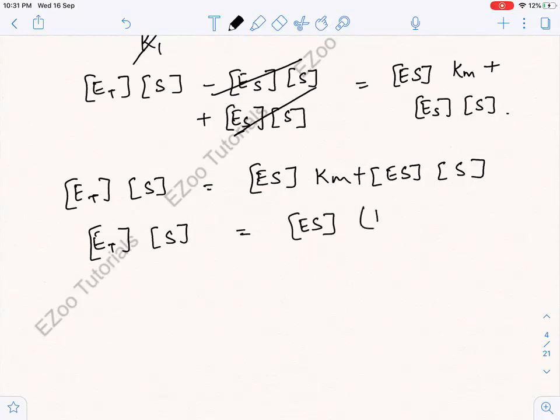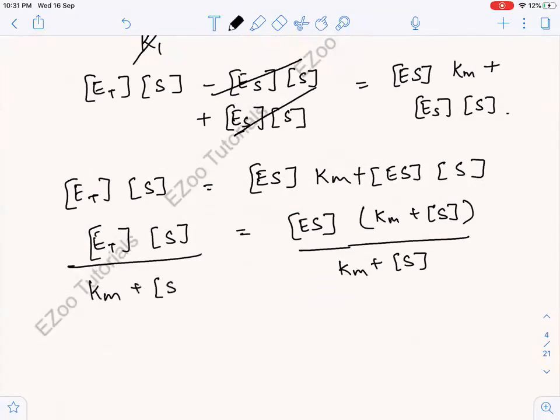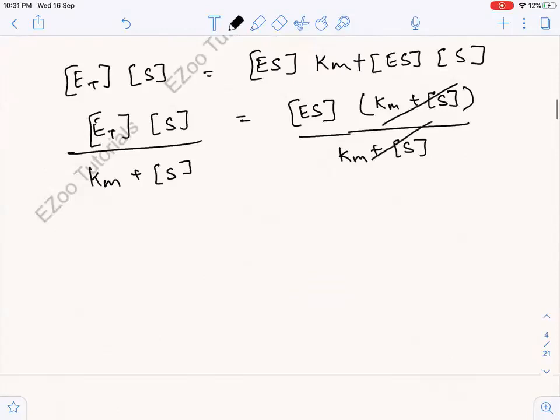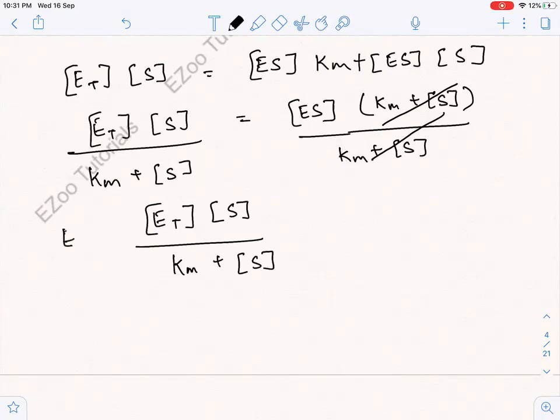ES को बाहर लिया and constant plus substrate upon constant plus substrate, right? Hope you are understanding. And here also, because both sides करना होगा. This got cancelled. Okay, अभी क्या आ गया, ET S upon Km plus S. This is what? This is enzyme substrate, right? अब ये एक चीज हमने अभी डिराइव करी. Remember this.